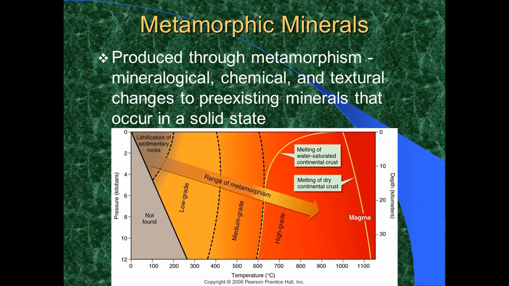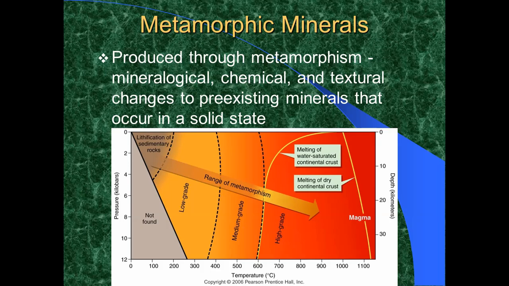Our metamorphic minerals are produced through metamorphism. Now this is the mineralogical, chemical, and textural changes to pre-existing minerals that occur in a solid state. Now textural generally means size. So often you can create a mineral that has one appearance to it and create another mineral that has a brand new appearance. So that's what we mean when we say texture. How does the mineral look?